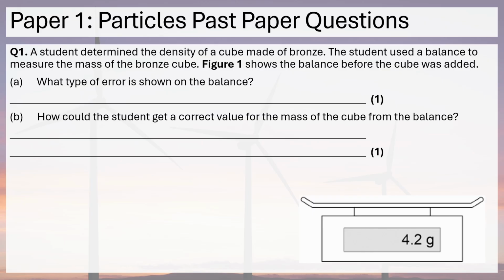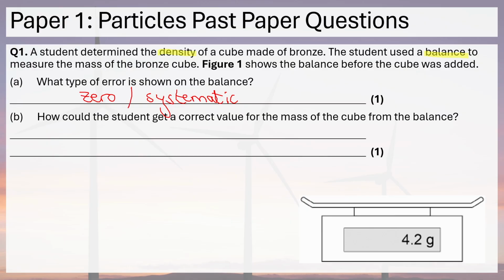A student is determining density, so that's what this question is going to be about. A cube made of bronze, and they're using a balance to determine the mass. The first part of the question is asking what kind of error is shown on the balance. There's nothing on the balance, but it's already reading 4.2 grams. So this is a zero error, but you can also call it systematic, because zero error is a type of systematic error, as in it's systematic every single time you use the balance, you're going to get the same error of 4.2 grams. So either of those.